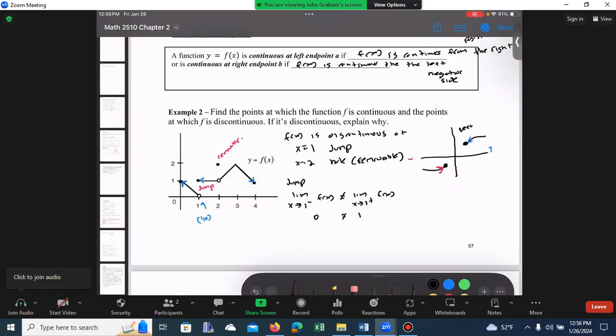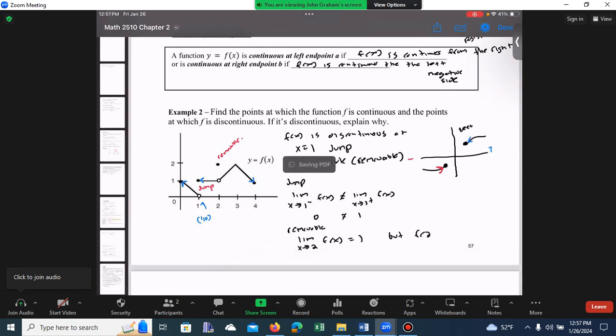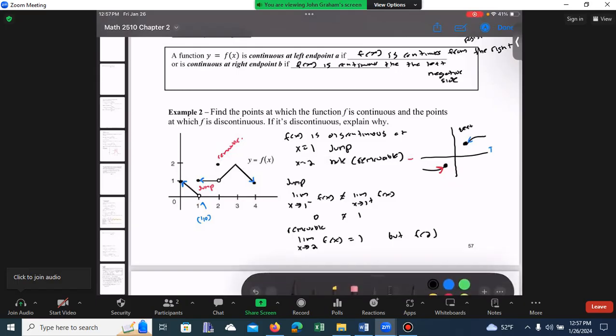For the removable one, the limit as x goes to 2 of f of x equals 1, but f of 2 will equal 2. So the limit as x goes to 2 of f of x does not equal f of a. That's why those are discontinuous.